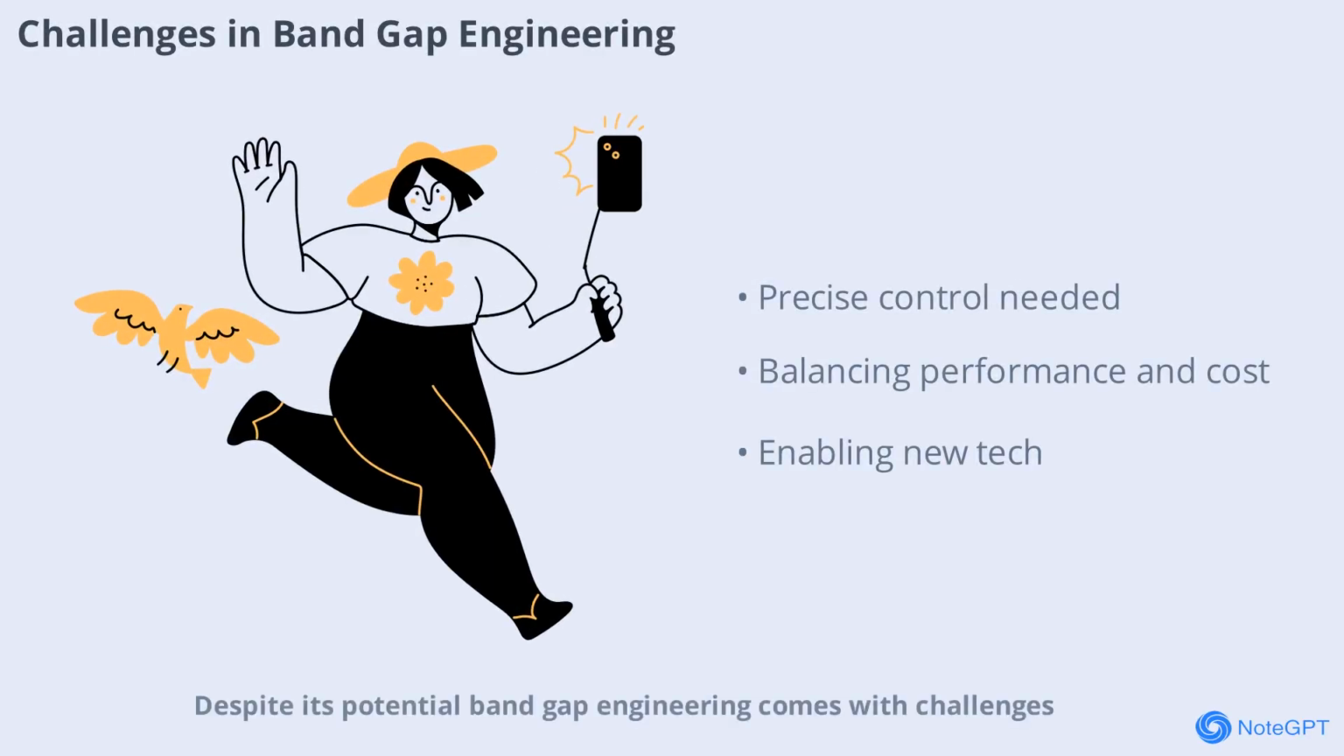Despite its potential, band gap engineering comes with challenges. Creating materials with precise band gaps requires advanced techniques and careful control of composition and structure. Researchers must also balance performance, cost, and scalability to bring new technologies to market. Overcoming these challenges is key to unlocking the full potential of semiconductors.